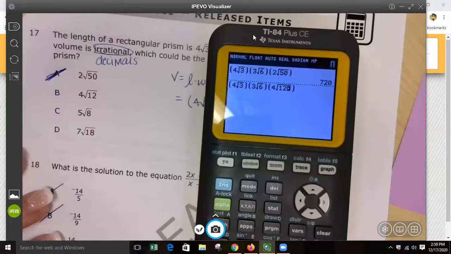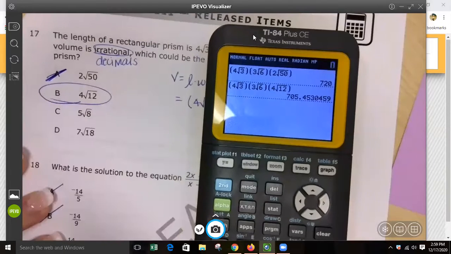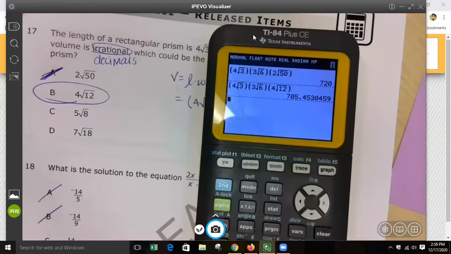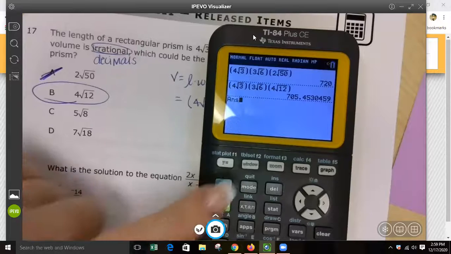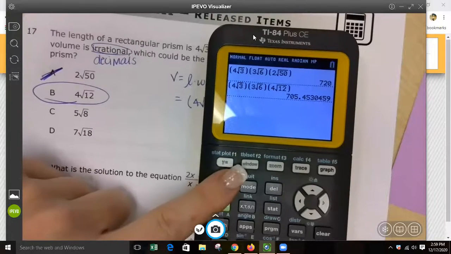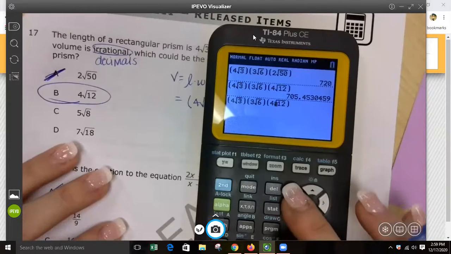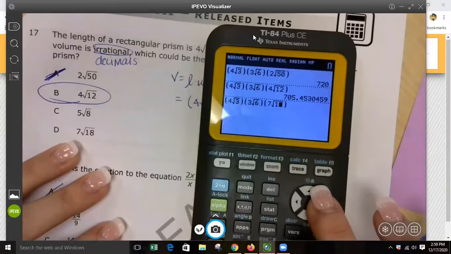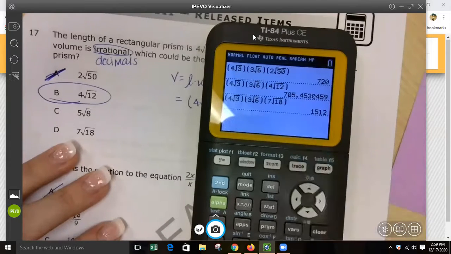So I'm going to change it to 4 square root 12, and I'm going to hit enter, and there's my decimal. I'm going to show you the other ones just so you can see that I always check them. When I'm doing this, I always check to make sure I didn't type anything in wrong. So I'm going to go ahead and do the last one, 7 square root 18, because that's the kind of thing I have in.